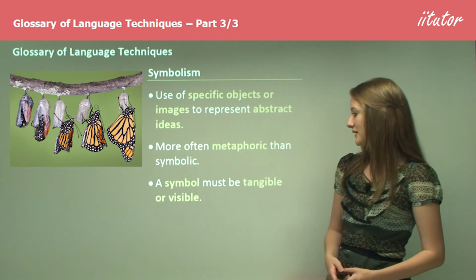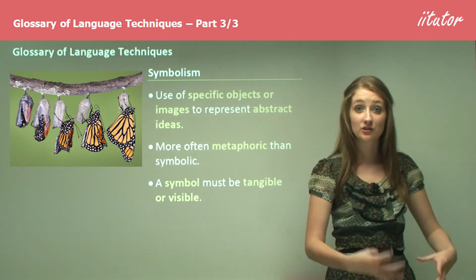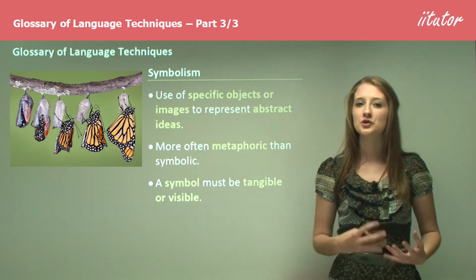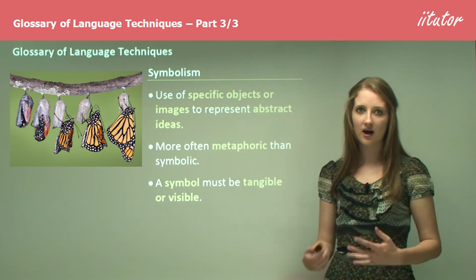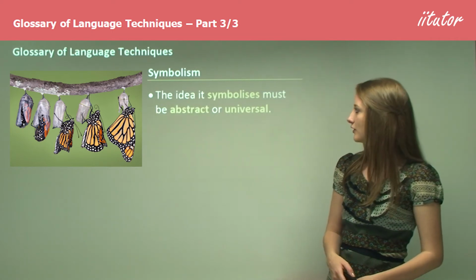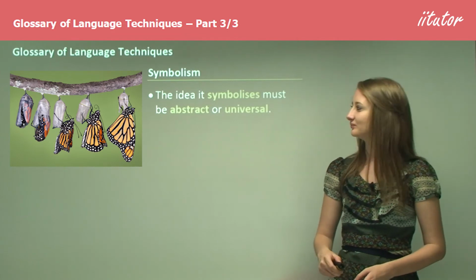A symbol must be tangible or visible. So basically it's where one thing literally exists, you can touch it, you can hold it, and that represents a more abstract thing that you can't touch or hold. So the idea it symbolizes must be abstract or universal.